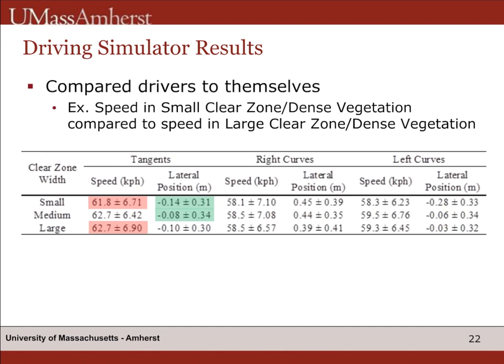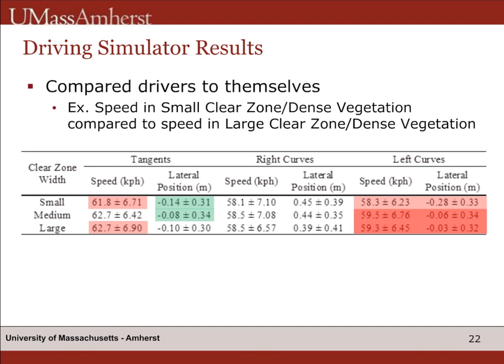Along right curves, we didn't see any differences, but along left curves, drivers drove slower in small clear zones as compared to medium and large, and similar to the tangents, drivers positioned their vehicle closer to the center line when the clear zone was small. So these findings were consistent with our findings in the field data collection and the static evaluation, and they were consistent with some of the literature previously.